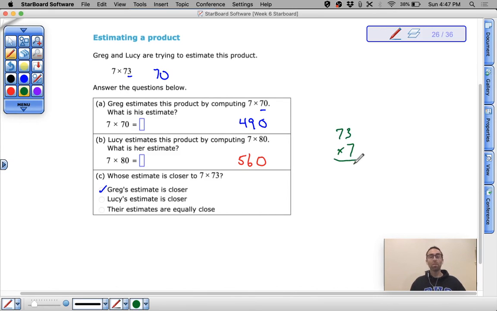3 times 7 is 21, so the 1 comes down, the 2 is on the top. 7 times 7 is 49, plus 2 is 51. So 511 is the correct answer. Is that closer to 490 or is it closer to 560? 560 is way too high. 490 is a little bit lower, but it's closer to the 511. So we are correct that Greg's estimate is going to be closer.